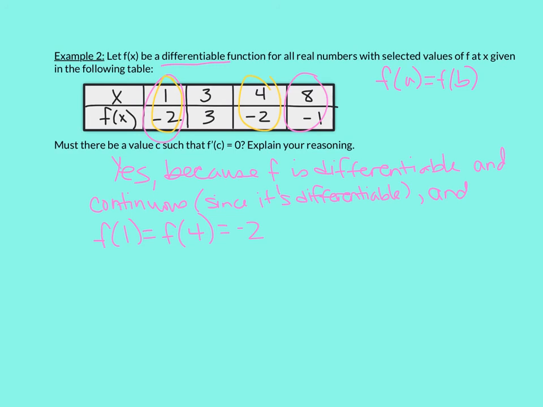And there's a lot of things that you can say next. I'm going to say, therefore, by Rolle's theorem, we know that there is a c, and I'm going to say that c is between 1 and 4. That's really important that you think about what are your endpoints there. So there is a c where c is between 1 and 4, such that f prime of c equals 0.